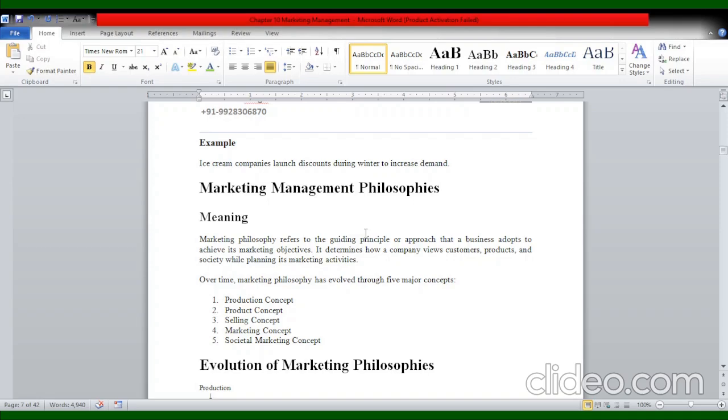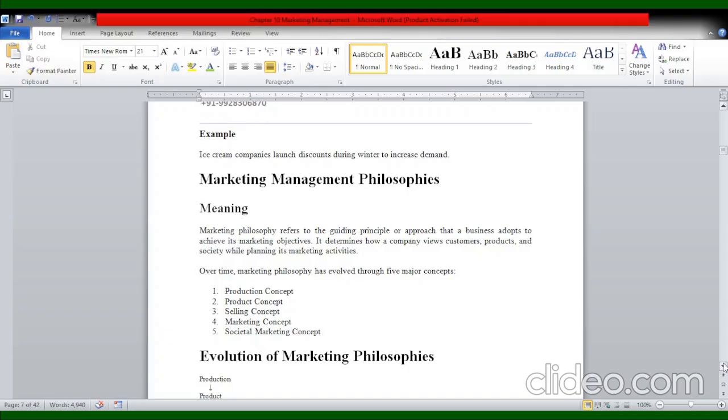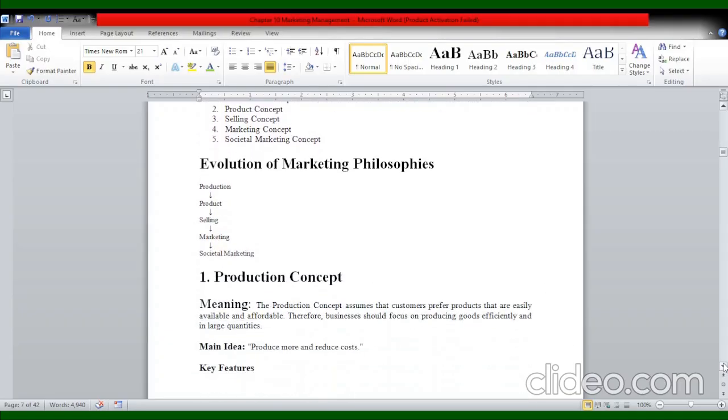So there are five marketing management philosophies, which are guiding principles or approaches that businesses adopt to achieve their marketing objectives. This will help companies view customers, products, and societies when they market their product. So let me explain one by one the evolution of the marketing philosophy.